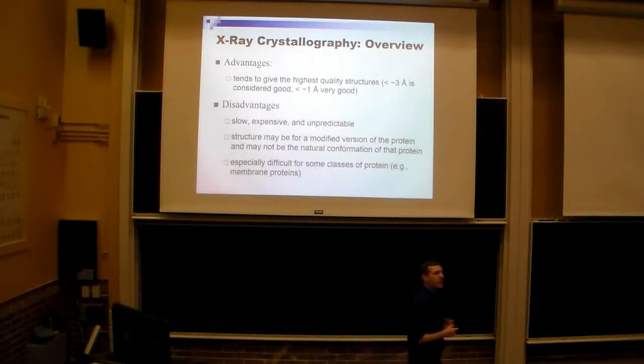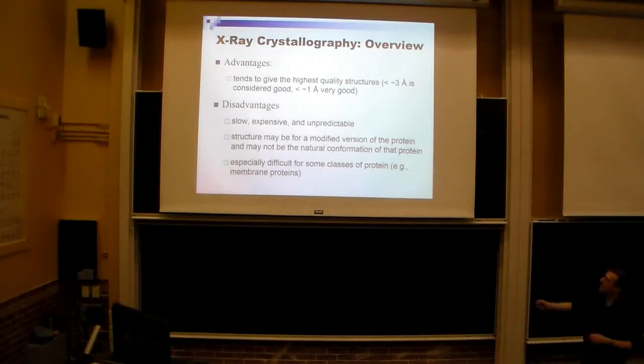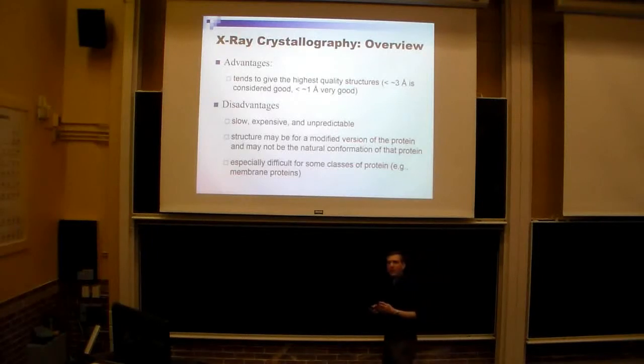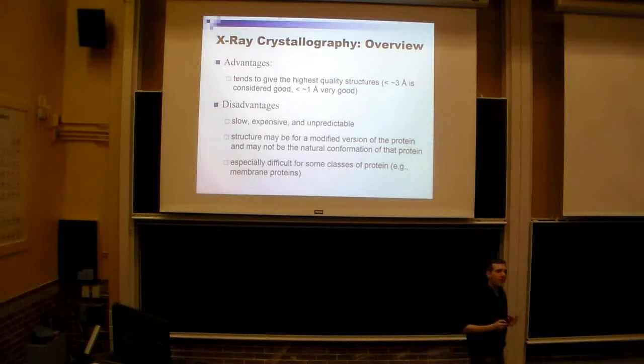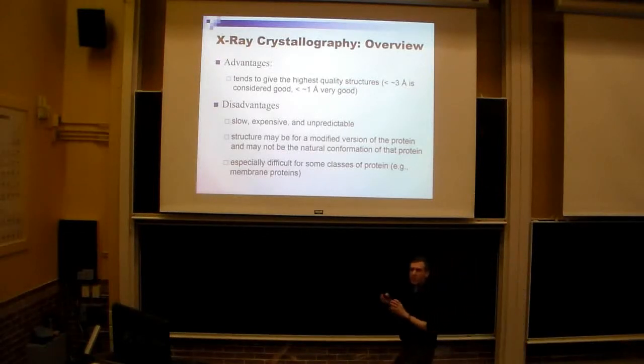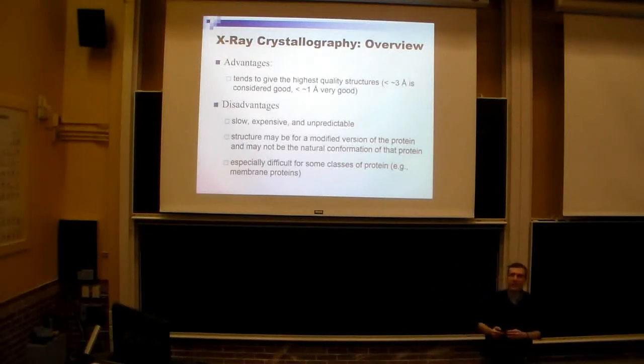And this technology has some appreciable advantages and disadvantages over the other technologies we'll be seeing. The main advantage of crystallography is that it tends to give very high quality structures. And we generally measure the quality of a structure in terms of the uncertainty in the positions of the atoms assigned to that structure. And that's usually measured in distances of angstroms. So if we look at what we would say is a 3 angstrom structure, roughly speaking, that means that we've placed the atoms to within about 3 angstroms of their correct positions in that structure.